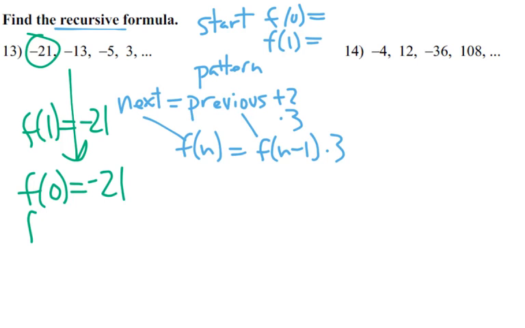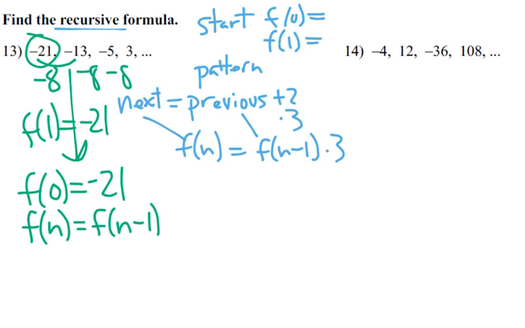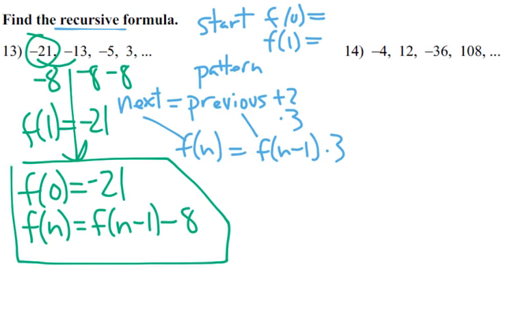Then we go f of n equals f of n minus 1. And what are we doing? What's our pattern? Negative 21 to negative 13, we could subtract 8. Negative 13 minus 8, is that negative 5? Minus 8 is positive 3, yep. So we minus 8. That whole thing is our recursive formula. Okay?